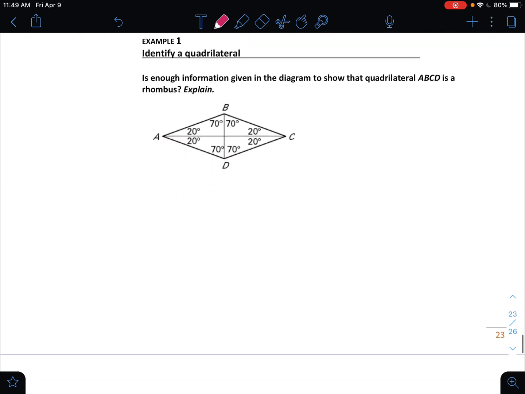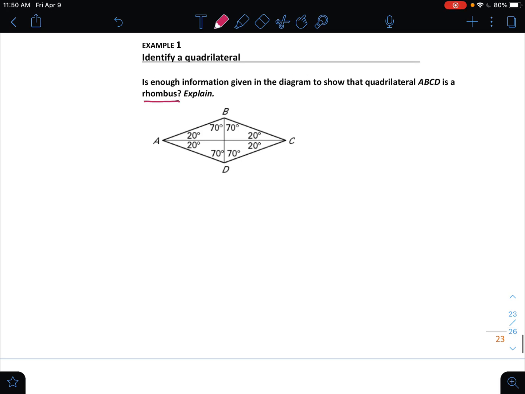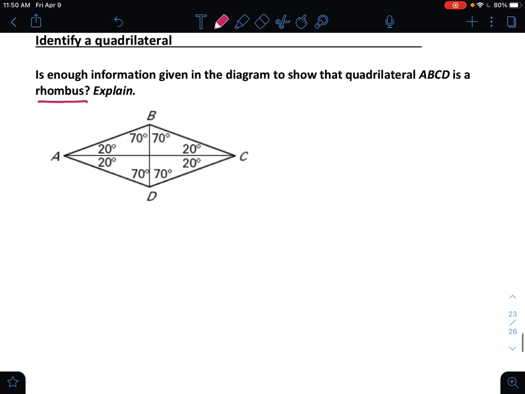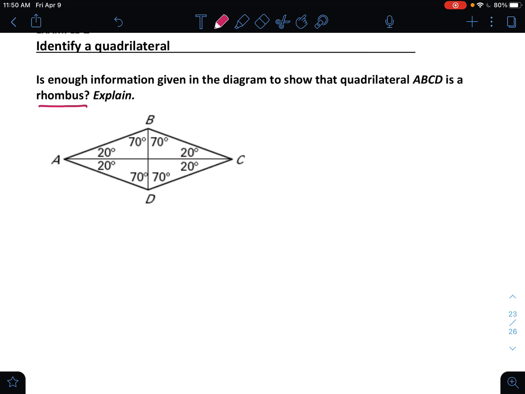Okay, number 1. Is there enough information given in the diagram to show that quadrilateral ABCD is a rhombus? Okay, so what I see are angles. I see the 270s and the 270s and the 220s and the 220s. Okay, so opposite angles are congruent.